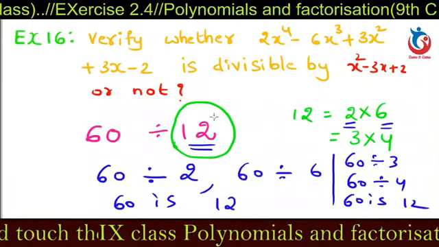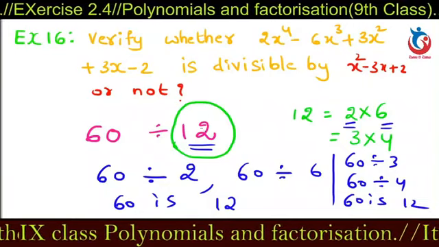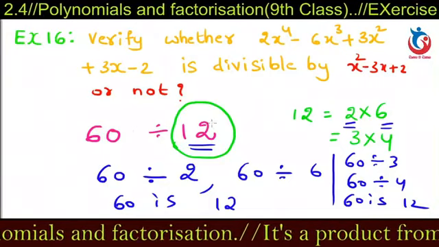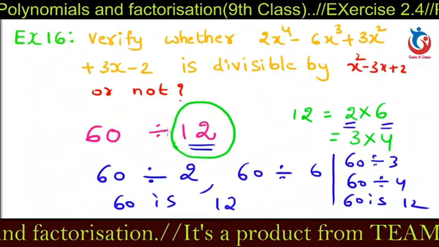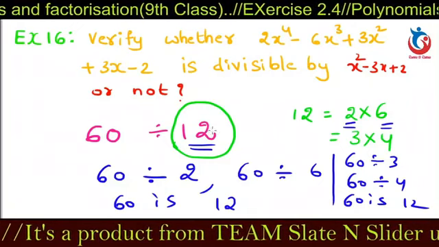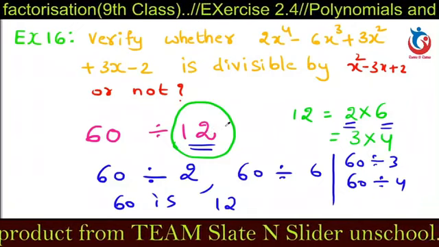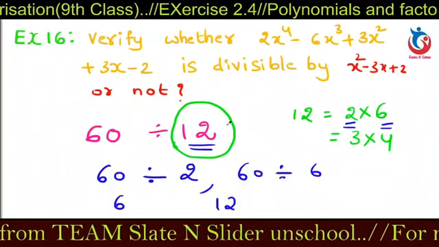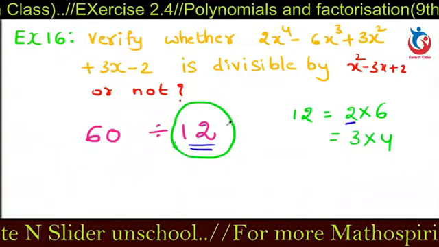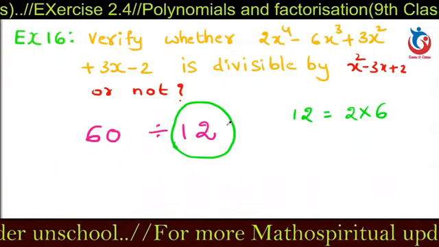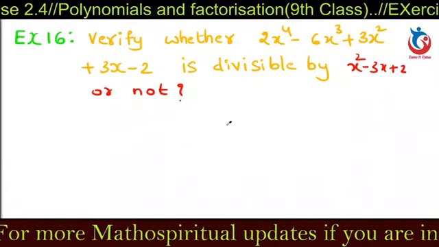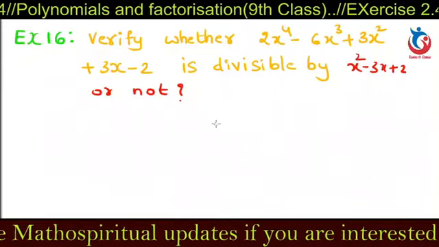Instead of dividing with 12, I am dividing with the factors of 12. If 60 is divisible by its factors, then I will say that 60 is divisible by 12. That means 12 is a factor. Okay. The same we can apply for this polynomial also. Here the divisor x square minus 3x plus 2 is a quadratic polynomial, so for quadratic polynomials it is easy to find the factors.